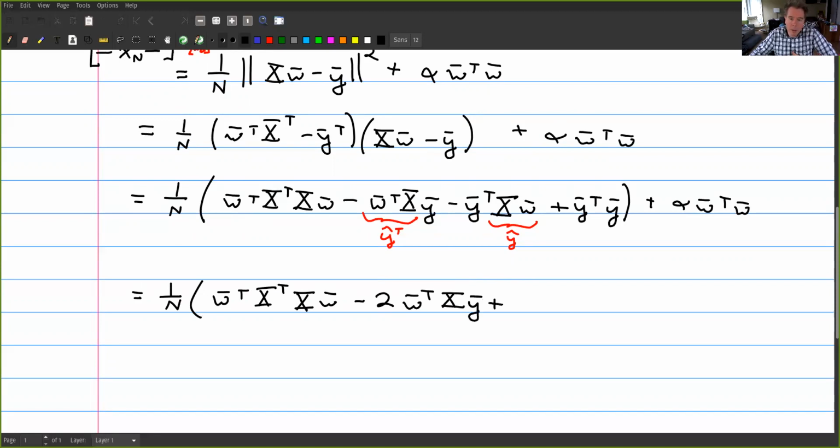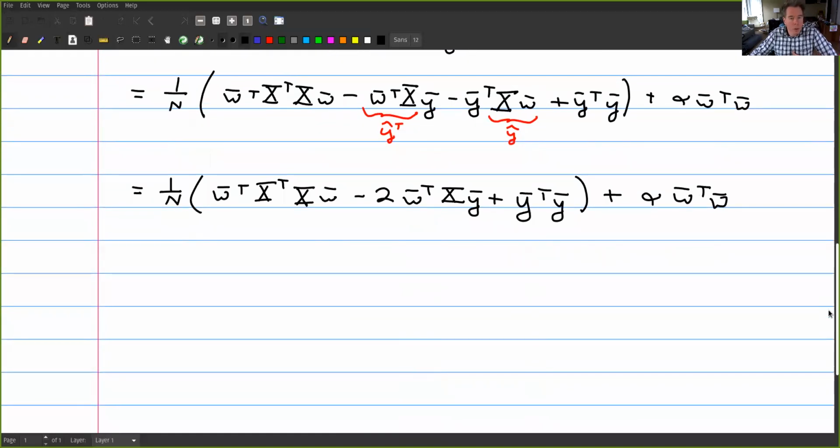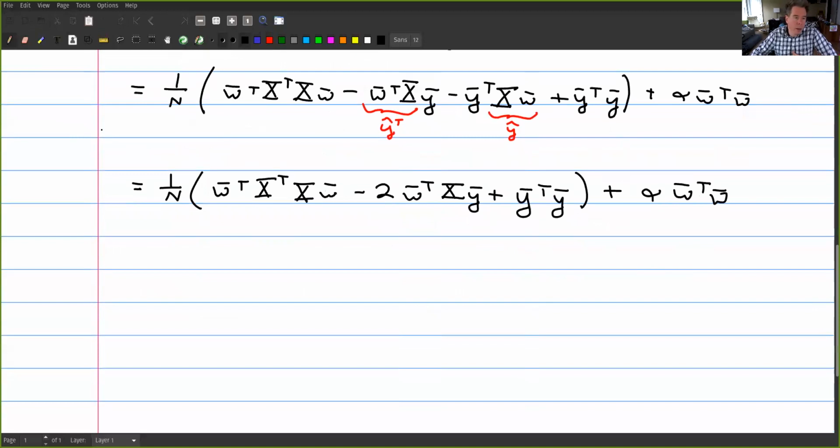Xy plus yty, and we're still just carrying along alpha times wtw. All right, so what now? So now we're actually ready to take the gradient. This is still just J of w. And in order to take the gradient, we're going to use this formula, which we've talked about before.